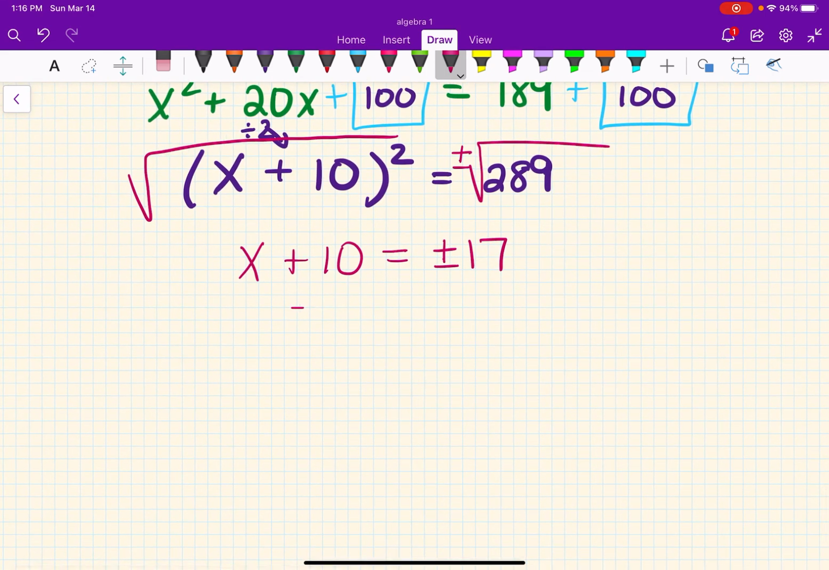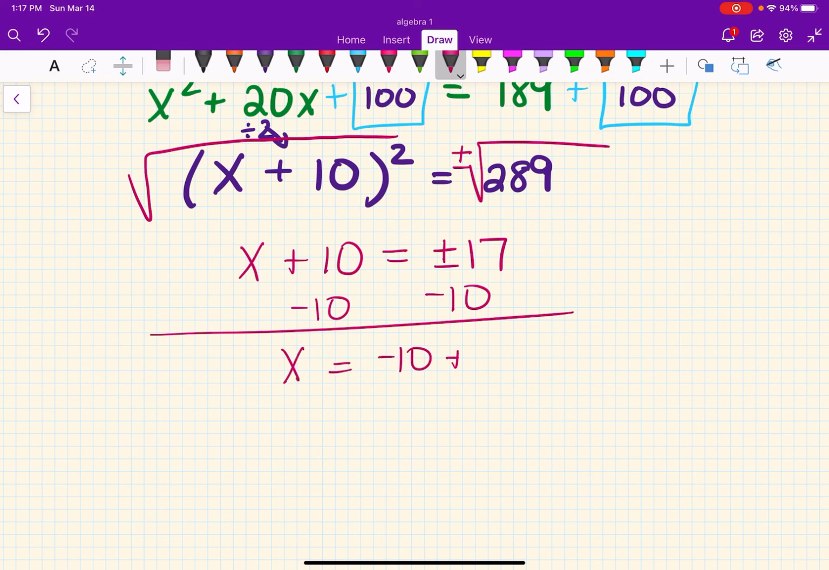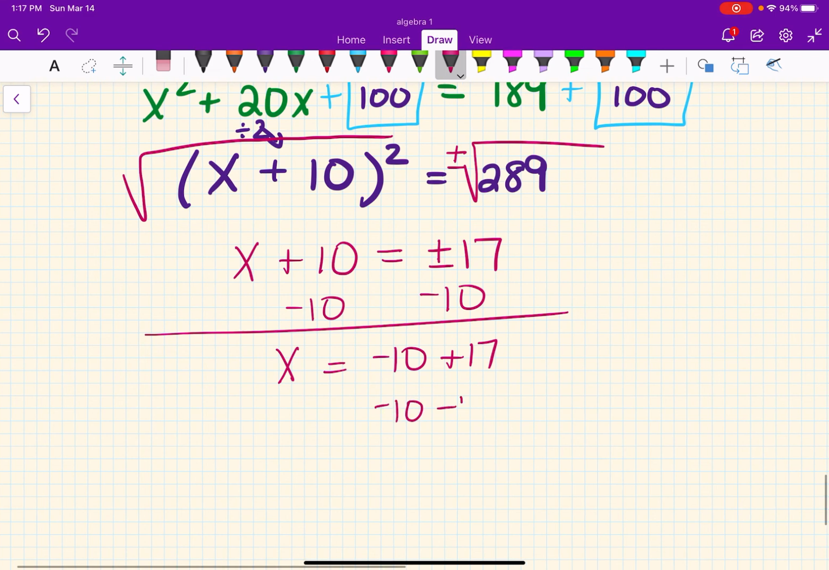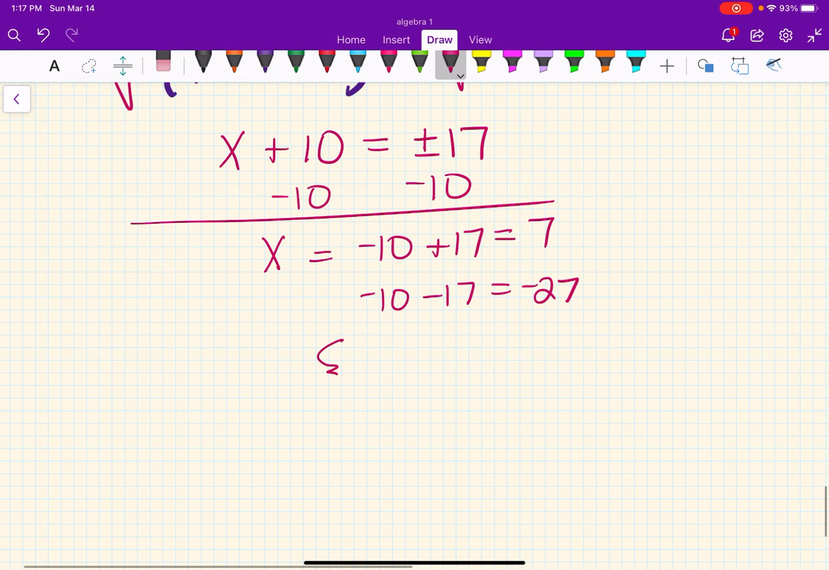We're almost done. Subtract 10 from both sides. Solve it twice. It's going to be negative 10 plus 17, and x is going to be negative 10 minus 17. So what are my two answers? 7 and negative 27. Did I do that right? Yes. So you could write it like this, negative 27 and 7.